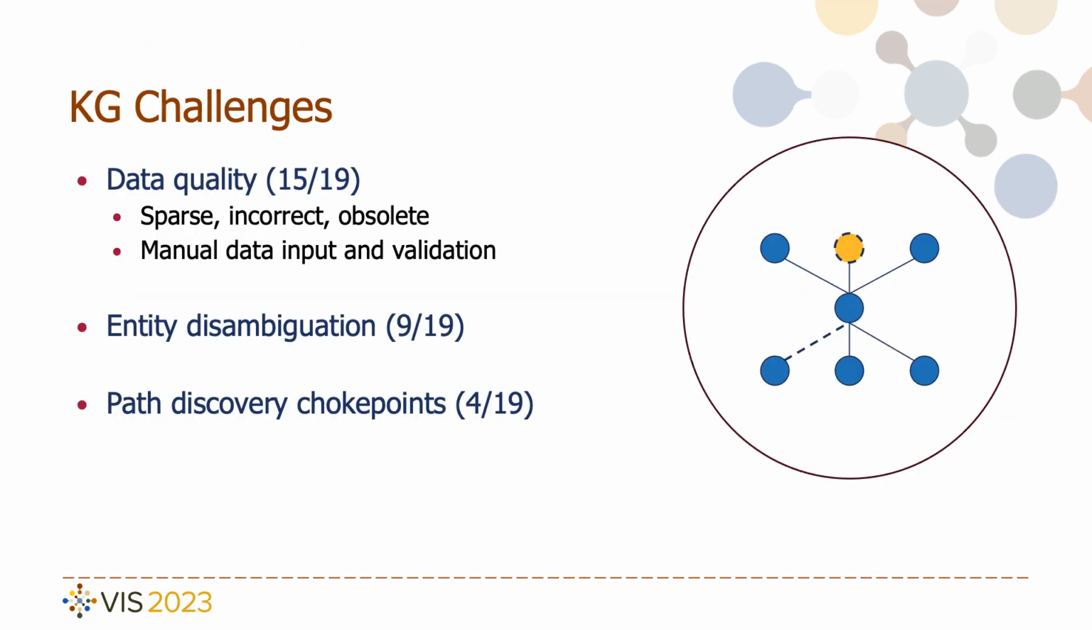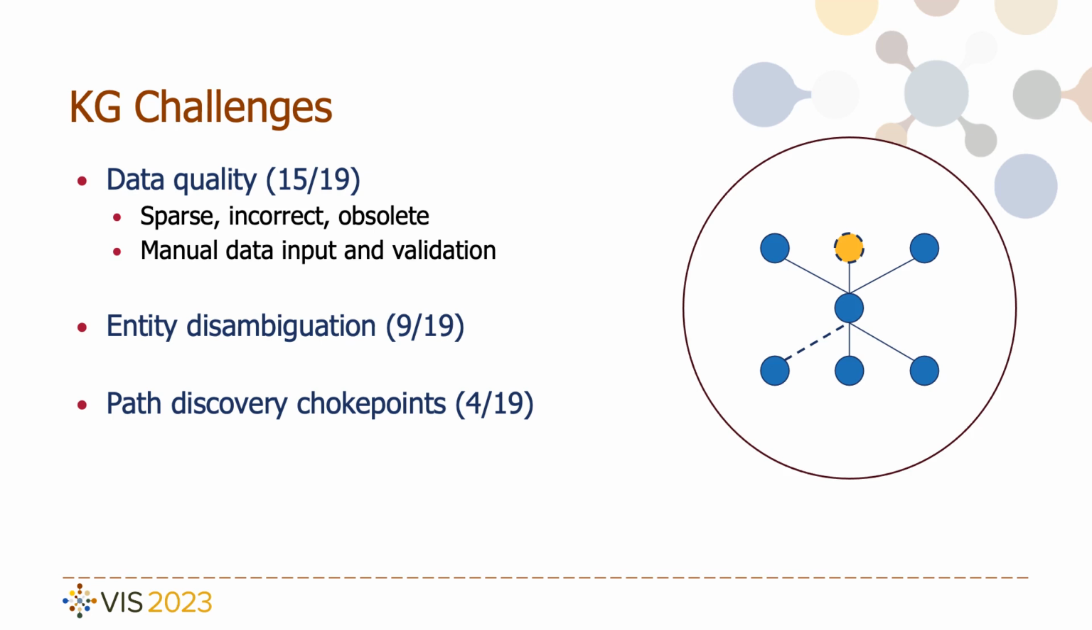Moving on to the challenges that our participants face. Some challenges are not specific to KGs. For example, 15 of our participants reported challenges with data quality, whether with sparse, incorrect, or out-of-date data. Our participants also had trouble manually entering or validating data at the scale of thousands, millions, and billions of nodes. More specific to graphs, our participants had challenges with entity disambiguation, which involves detecting nodes or links that are duplicated in the graph but should really be merged into one.